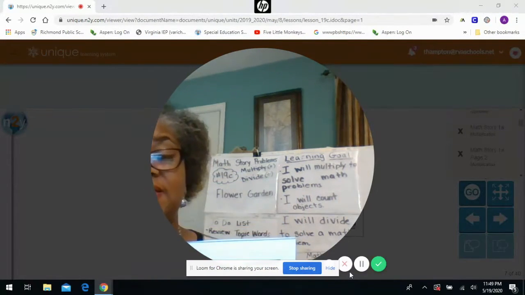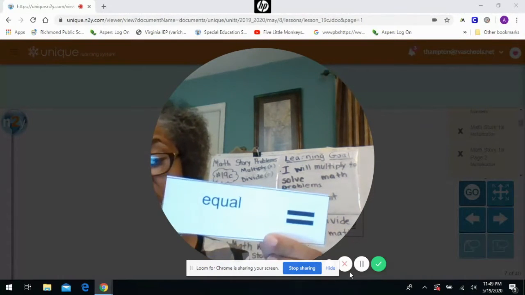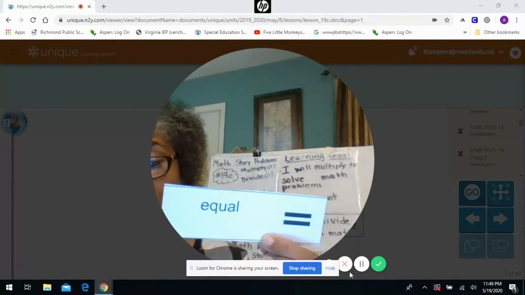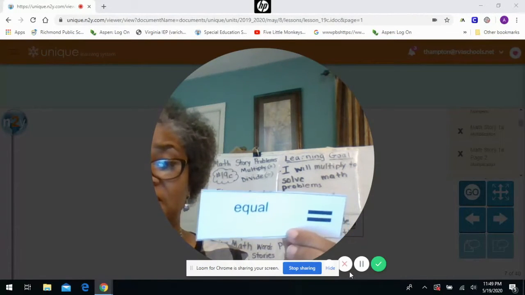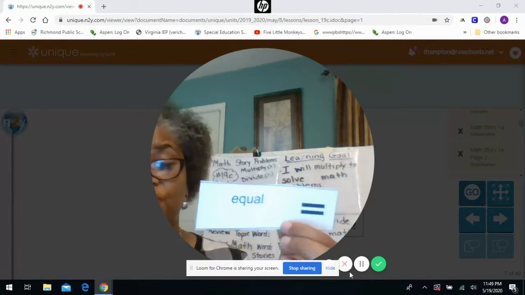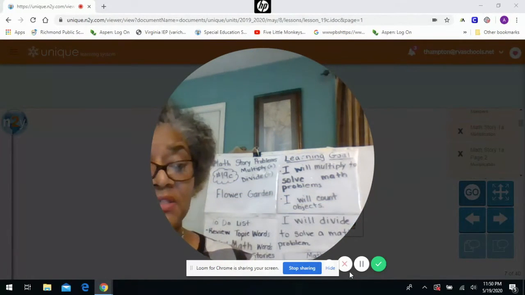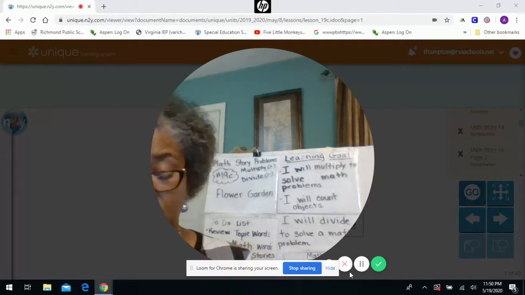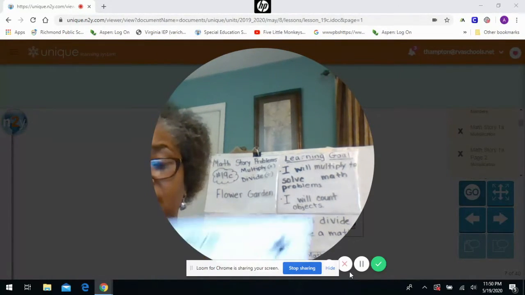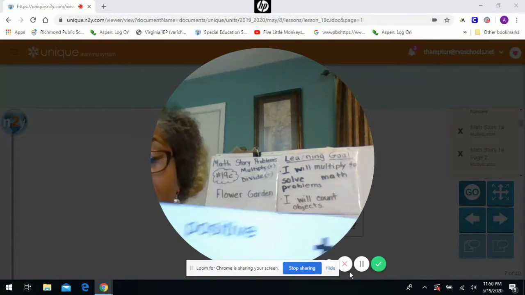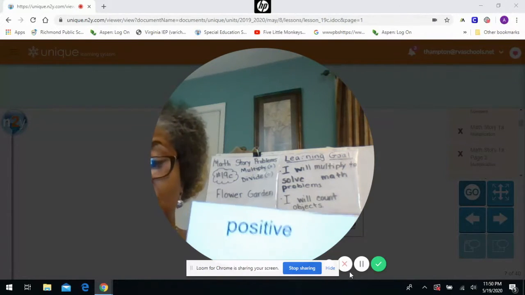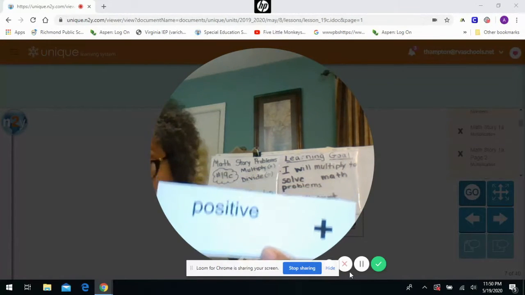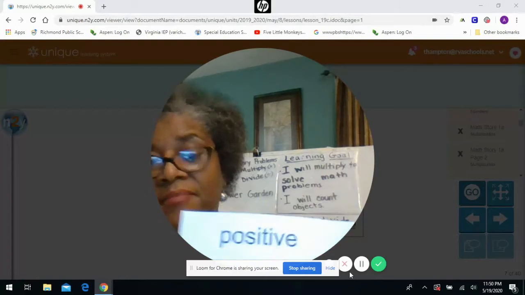The next word is equal. Exactly the same amount, mathematically equality. What is equal mathematically? The same. Or when we use it in an equation, it means our answer. What goes after that? Those 2 lines is our answer. Okay, the next word is positive. Positive is greater than 0. Positive. See, we have positive right here.